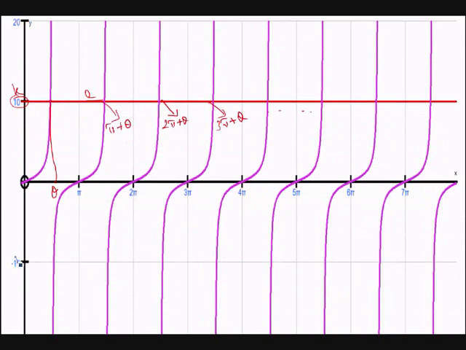and if this is taken as negative k, and the values of the angles are here, the first angle will be pi minus theta, and the second angle will be 2 pi minus theta, and the third angle will be 3 pi minus theta, and so on. Therefore, the general solution is n pi minus theta when tan theta equal to negative k is the equation given.